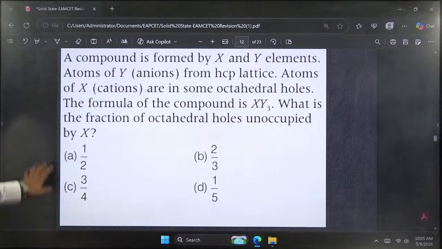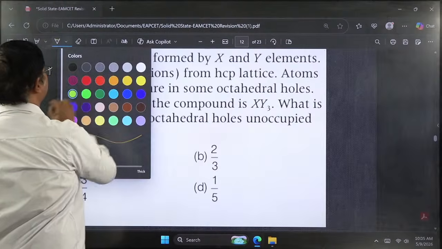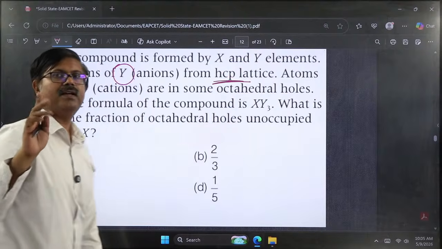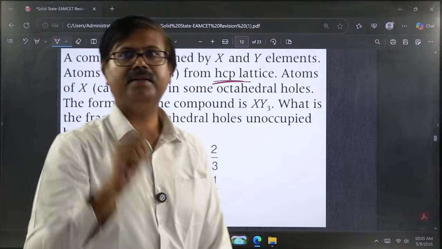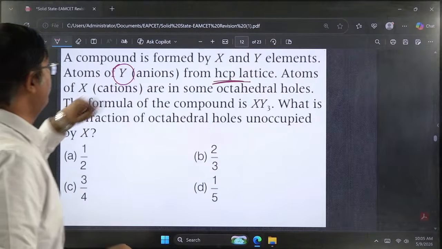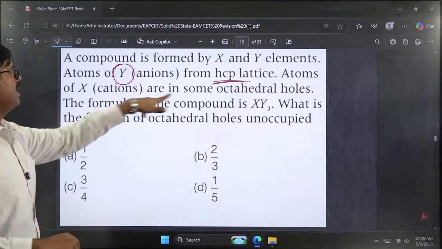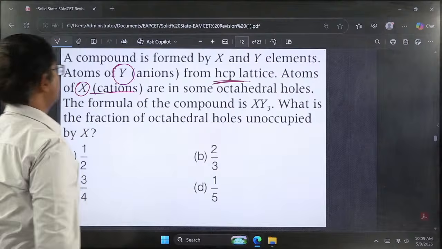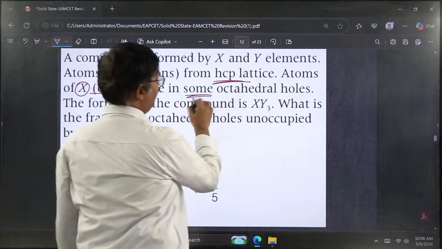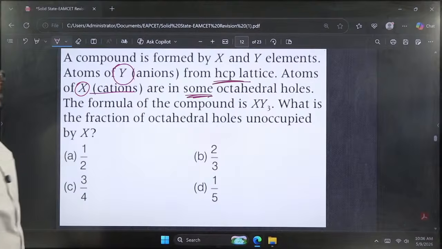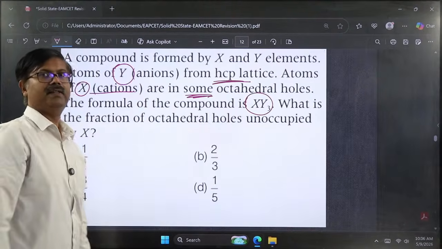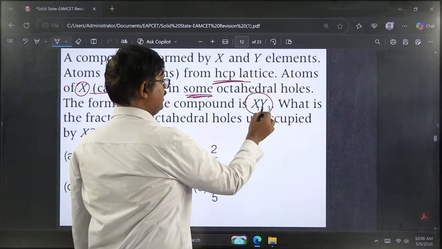The compound is formed by X and Y. Atoms of Y form HCP. Means how many atoms will be there per unit cell? 6. Which atoms? Y. Y will be 6. Atoms of X are in some octahedral holes, not all it seems. The formula of the compound is XY3. The formula is also given, XY3. For every one X, there will be 3 Ys.